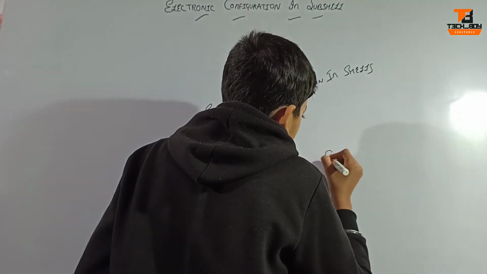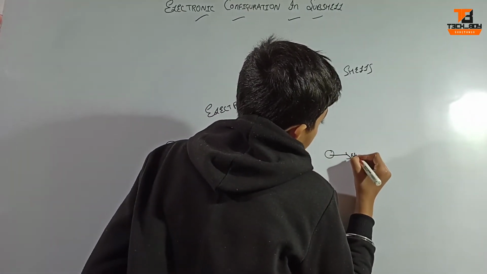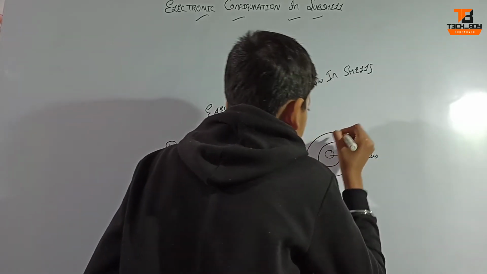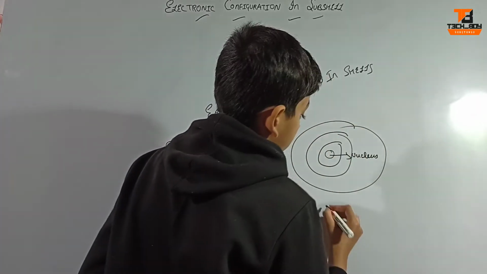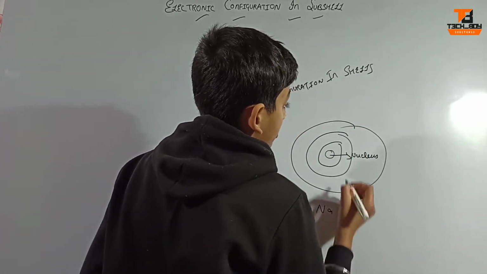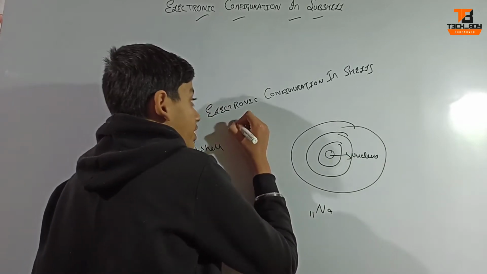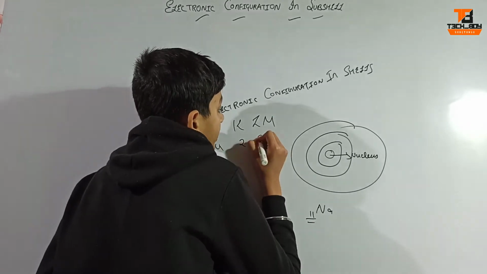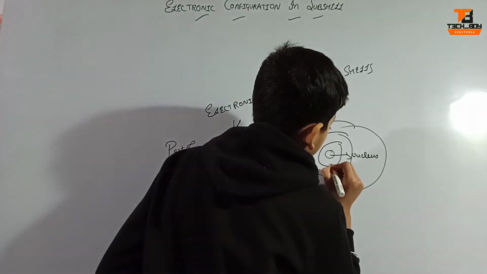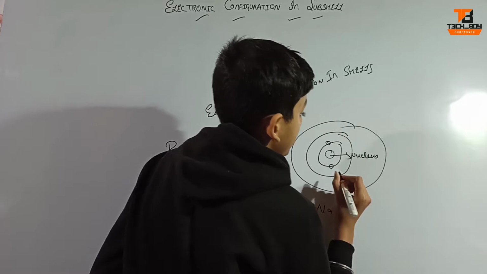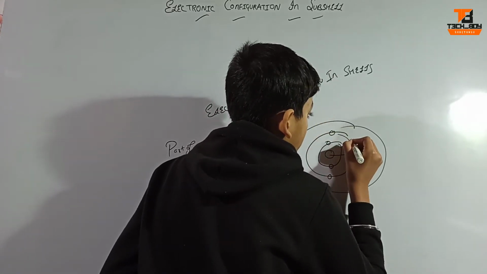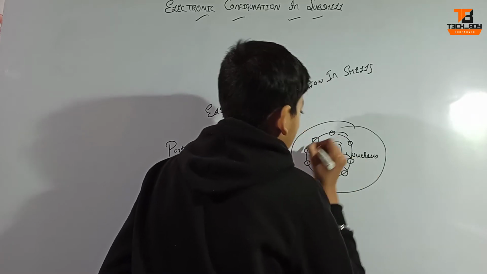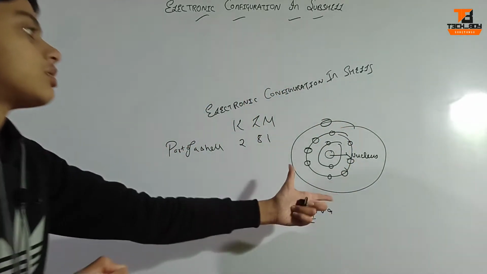First, this is the nucleus. First shell, second shell, third shell. Suppose it is sodium. So sodium's electronic configuration in shells is: atomic number 11, so 2, 8 and 1. So 2 electrons in this shell, 8 electrons in this, and 1 electron in this. This is sodium.